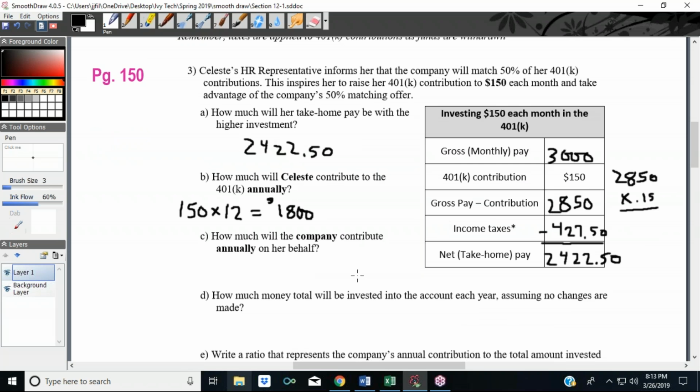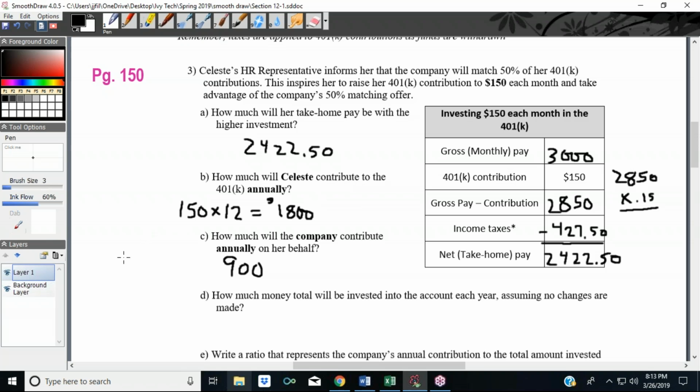So letter C says, how much will the company contribute annually on her behalf? So remember, the company is going to contribute 50% of what she contributes. So Kaylee or Kendra, either of you, how did you get that $900 so quickly? Okay, so you took the 1,800 divided by 2. Perfect. All right, so we could do that. There are several ways we could have figured that out. That's one way. Taking what Celeste contributed and cutting it in half, because that's 50%.